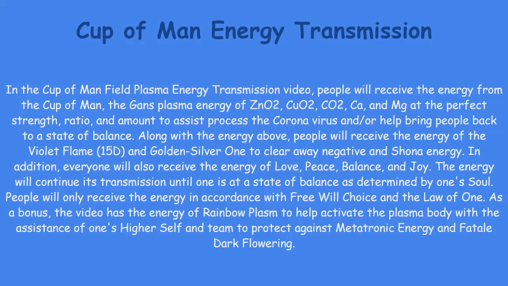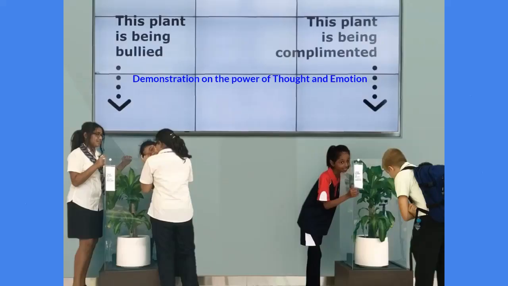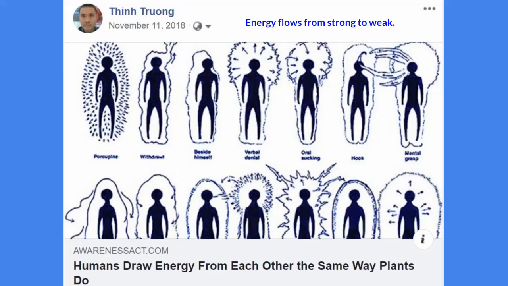As a bonus, the video has the energy of rainbow plasma to help activate the plasma body with the assistance of one's higher self and a team, to protect against metatronic energy and fatally dark flowering. So this is a demonstration experiment by students to show the power of thought. The plant that was being complimented thrived fine. The plant that was bullied died after a month.